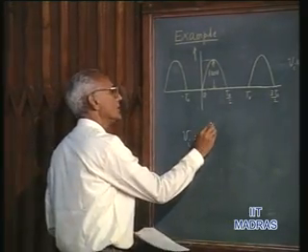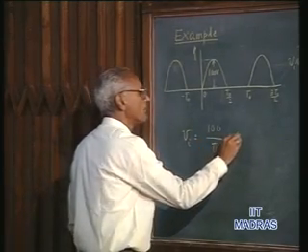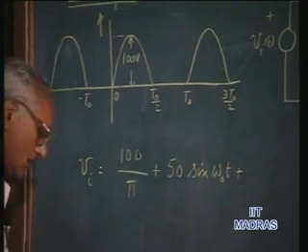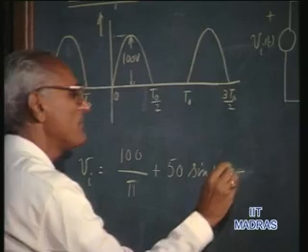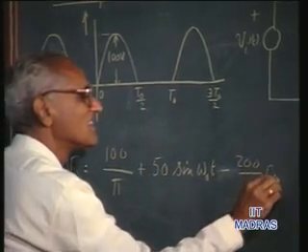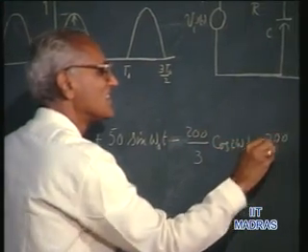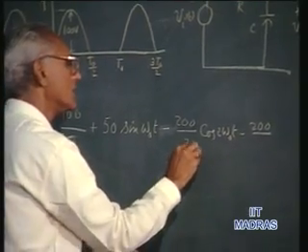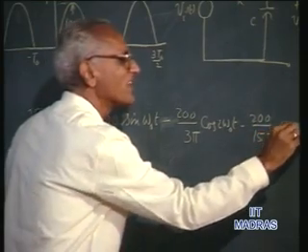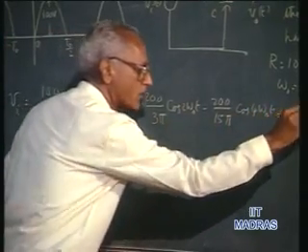The answer there, if you substitute the numerical values, will turn out to be 100 upon pi, that is the DC component, plus 50 sine omega naught t, that is the fundamental, and in addition we have a number of even harmonics. The first two even harmonics are the second harmonic and the fourth harmonic. This will be 200 upon 3 pi cos 2 omega naught t, and this is 200 upon 15 pi cos 4 omega naught t, plus other terms which are insignificant, which we will ignore.